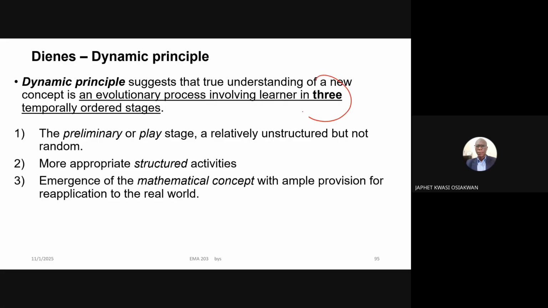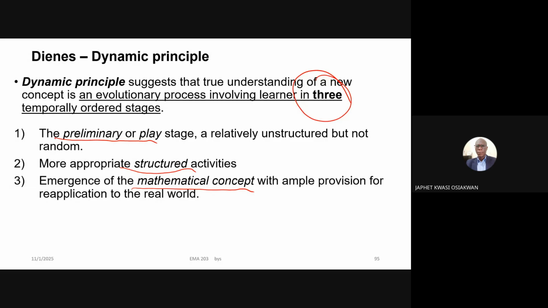Dienes is proposing 3 stages. He has about 6 stages, but when you look at it holistically, he is proposing 3 stages. The first stage is the preliminary play stage, then we have the more structured one, and then we come to the mathematical concept that you want to communicate to them. If you want to teach any concept, it must go through these 3 main stages. We will look at his 6 stages later.